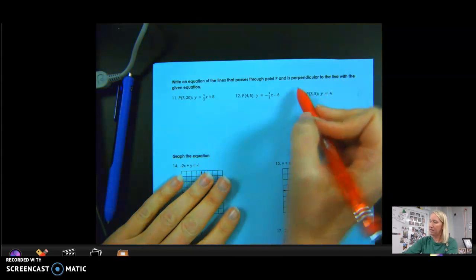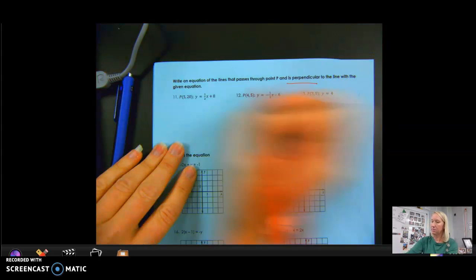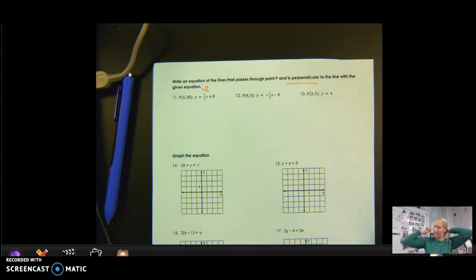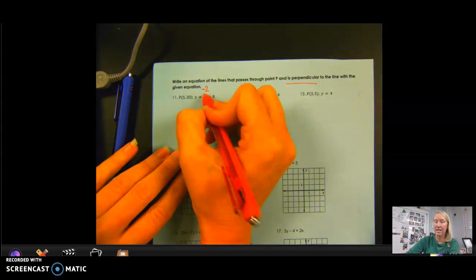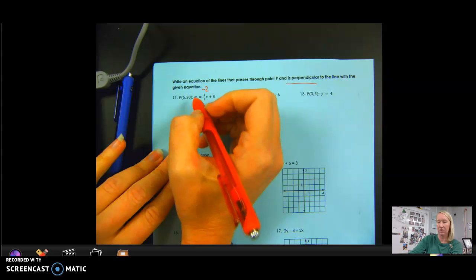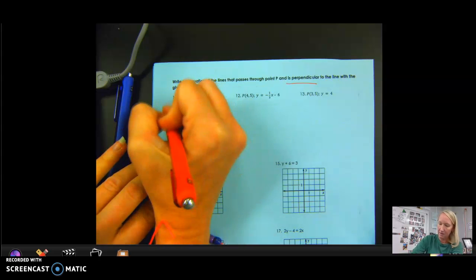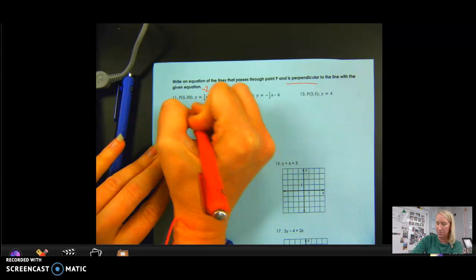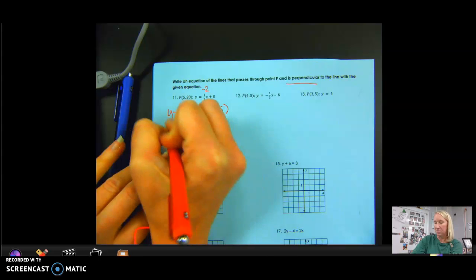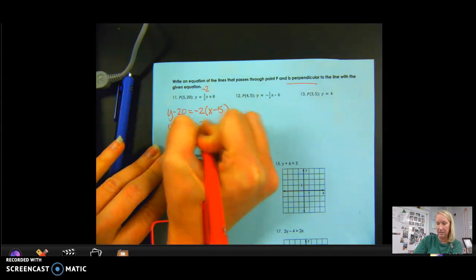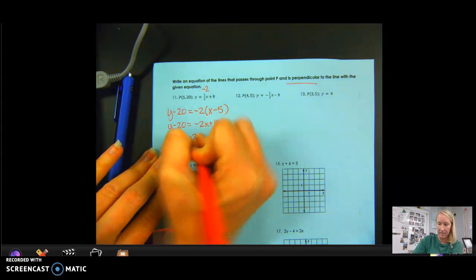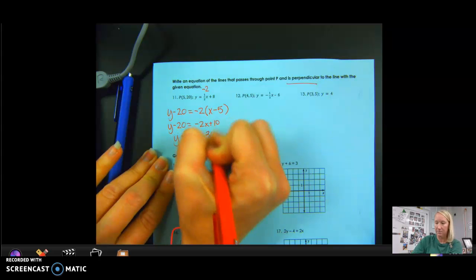Write an equation of a line that passes through point P and is perpendicular. So perpendicular means opposite reciprocal slope. So the perpendicular slope would be negative 2. Once I have that, then I just use the same form or same work that I did on the previous page. So point slope form would be y minus 20 equals my slope of negative 2 parentheses x minus 5. Distribute, so I get y minus 20 equals negative 2x plus 10. Add 20, so I get y equals negative 2x plus 30.